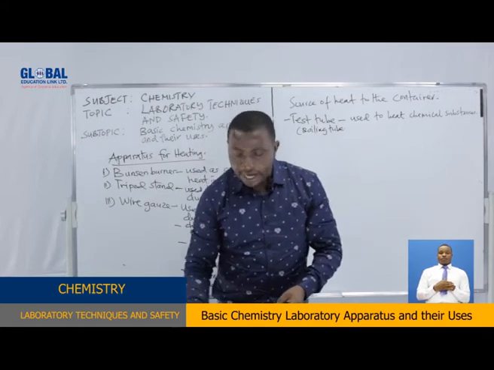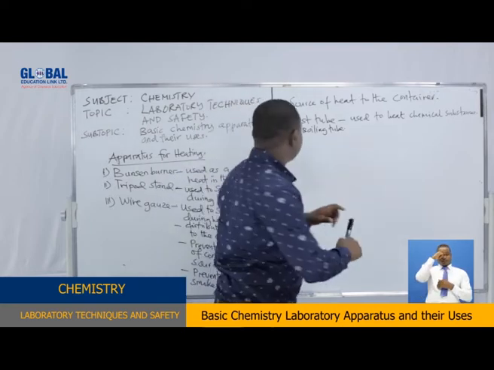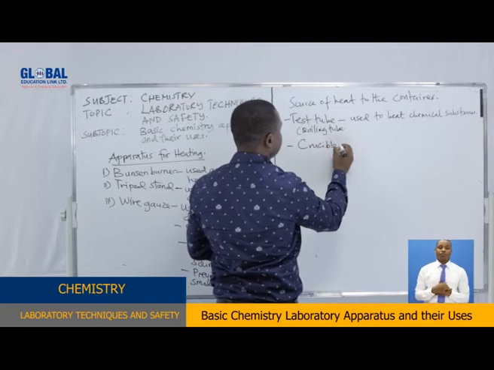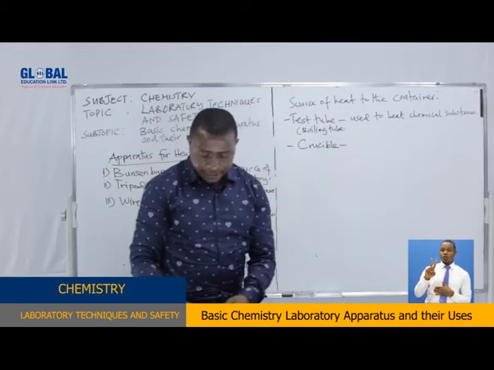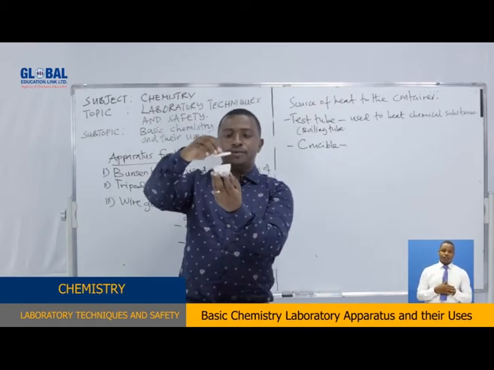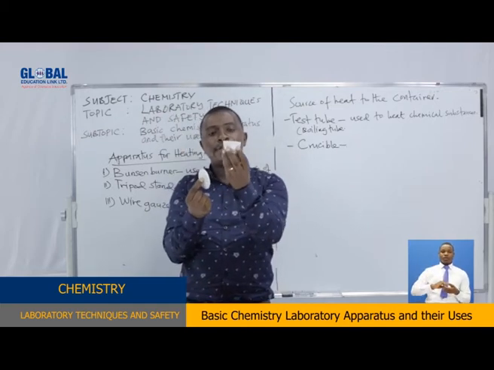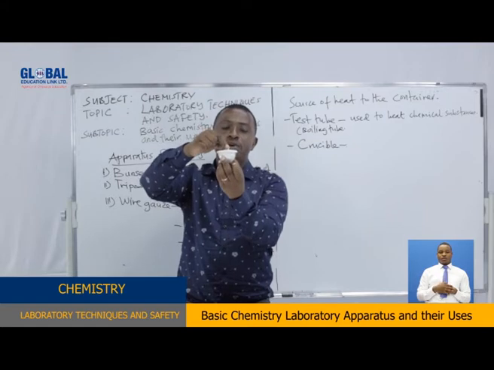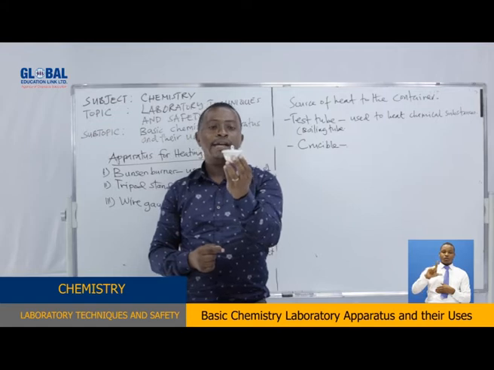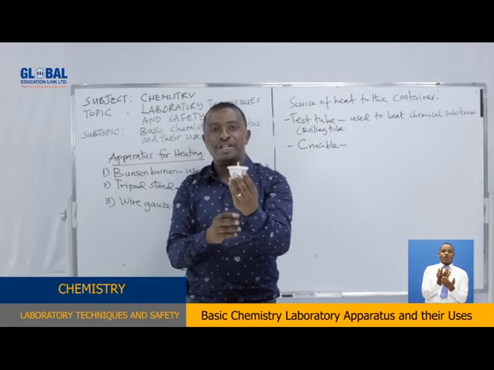Let us now see another apparatus for heating. Crucible. We have another apparatus for heating, which is known as a crucible. It is this one here. It has a lid, and it is this small bowl with its lid. This is called a crucible. It is made up of special clay known as porcelain, and it is used to heat solid chemical substances at high temperatures.